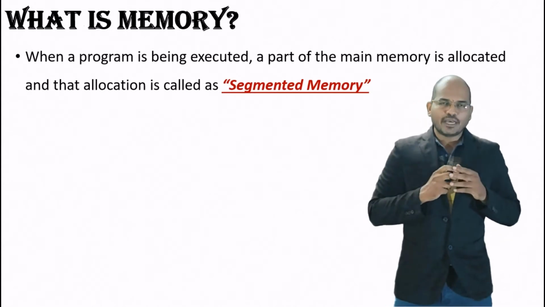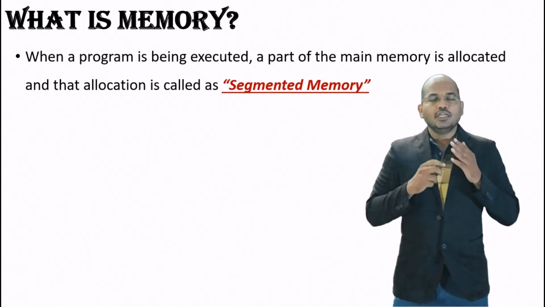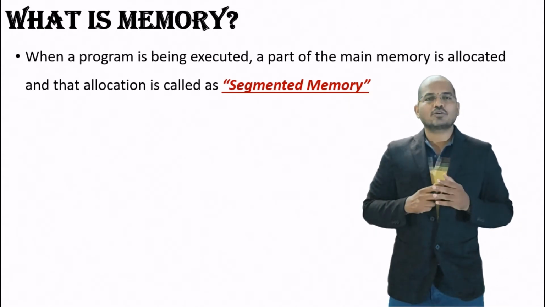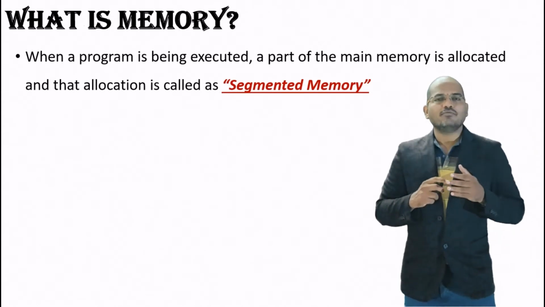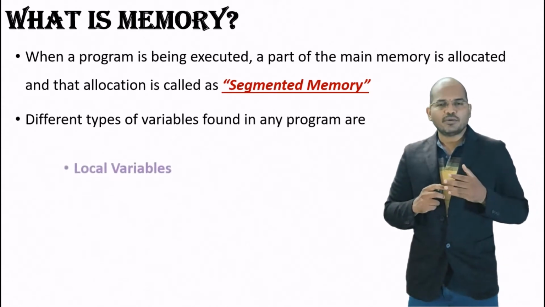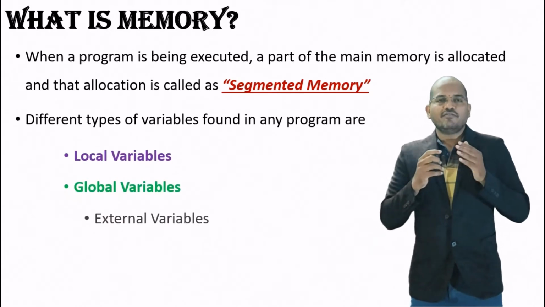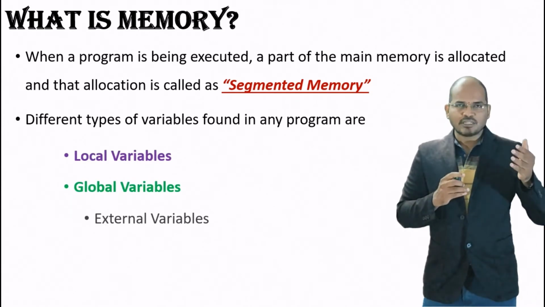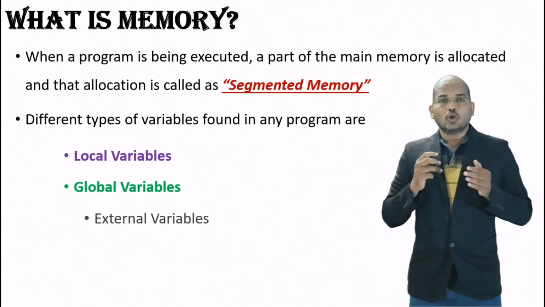Or coming to your programming aspects, when you want to run a C program or a C++ program or a Java program, that program needs to be allocated some storage space, and that storage space is called segmented memory. Now, when we have a program, we speak about different types of variables found in that program, and those different types of variables are local variables and global variables. We will see them in detail in the upcoming sessions, but for today, keep in mind that we speak about local variables and global variables.